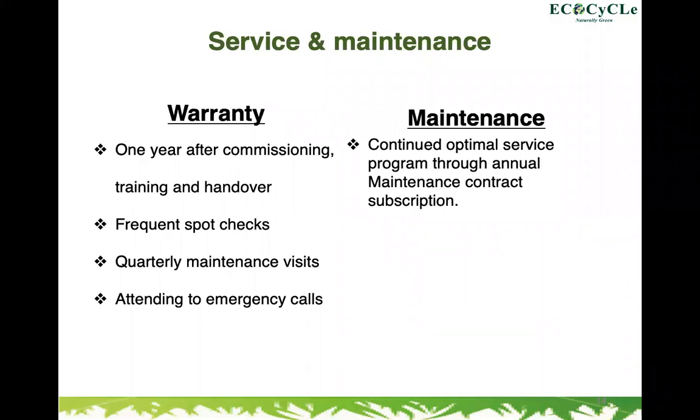So what we do within this 1-year warranty, whenever you hear of any problem, you always call us, and we also do frequent spot checks to ensure that our system is working okay. Once you subscribe, we provide continual optimal service through an annual maintenance contract subscription. During the 1-year warranty, anything that happens to the system, so long as you followed our instructions properly, we'll be responsible for rectifying everything. Yes, and we attend to any emergency calls.